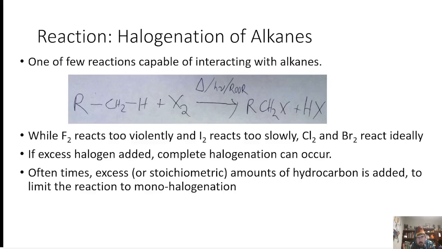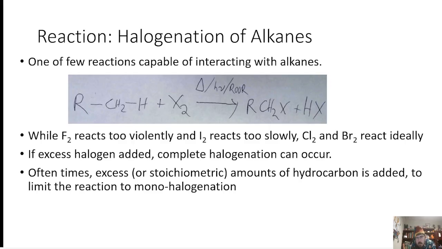So if excess halogen is added, you can get complete halogenation to occur. So it's not that it necessarily will stop at a monohalogenated product. It's just if you have enough, like stoichiometric amounts. Oftentimes excess or stoichiometric amounts of hydrocarbon is added. That's to make sure we only get monohalogenation.